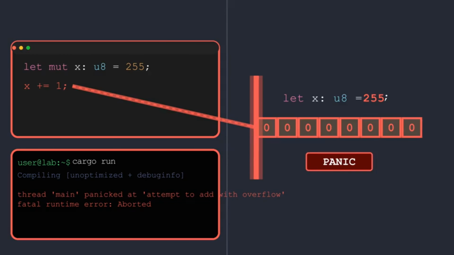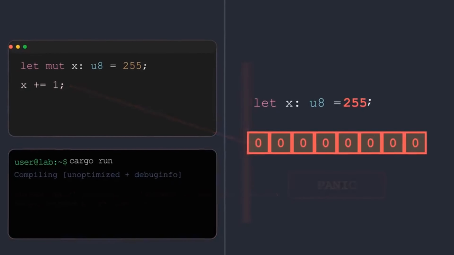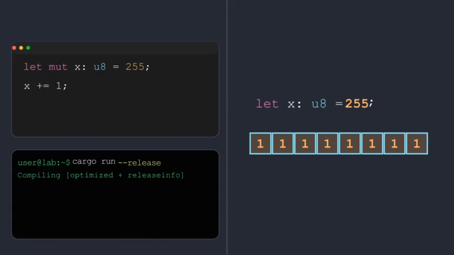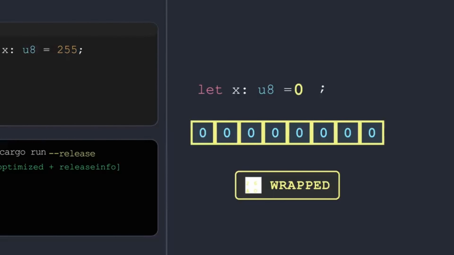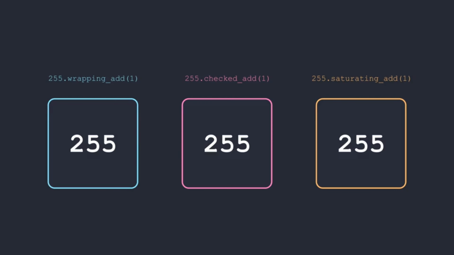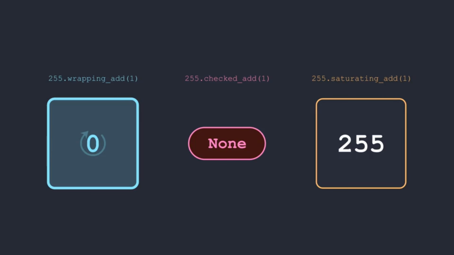But in release mode, those guardrails are stripped for pure execution speed. Instead of panicking, Rust performs 2's complement wrapping: 256 rolls completely over, resetting back to 0. You must anticipate this. To explicitly tame overflow, Rust provides dedicated standard library methods. Use wrapping_add, checked_add to return an Option, or saturating_add to lock at the hardware maximum. You dictate the exact failure state.